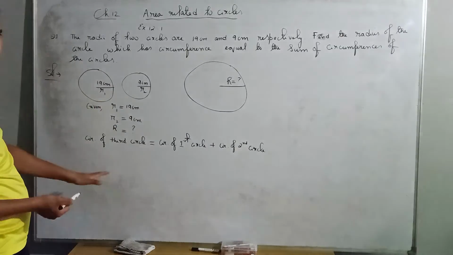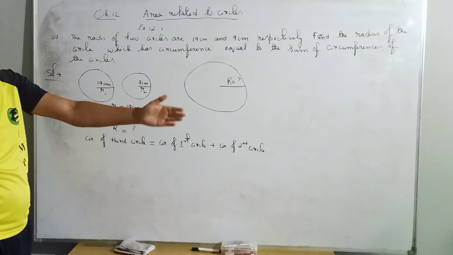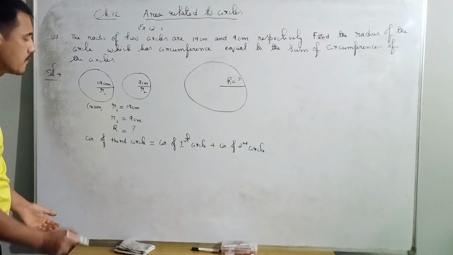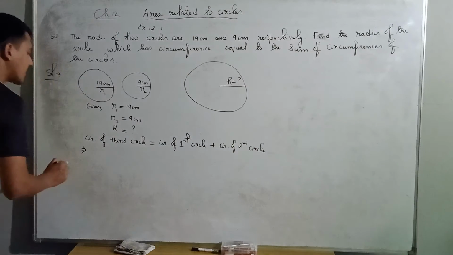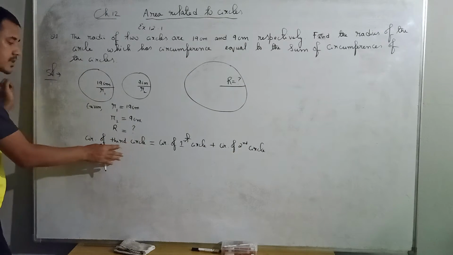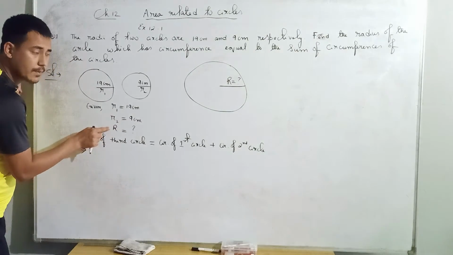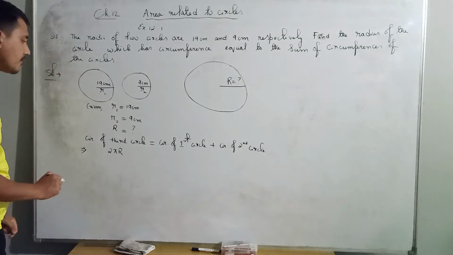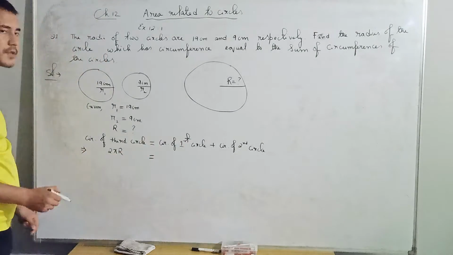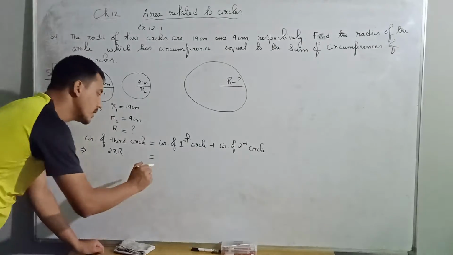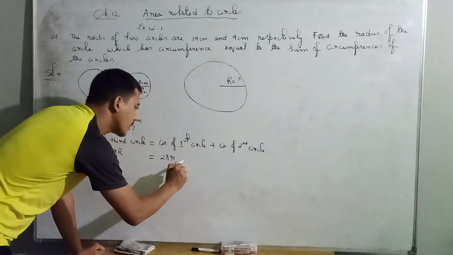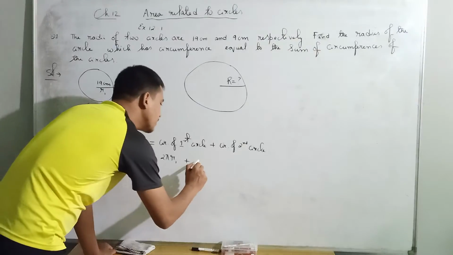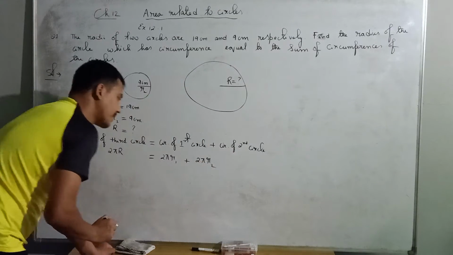Whether it is first circle, second circle, third circle, Korean circle, Chinese circle, USA circle, the formula is just 2 pi r for circumference. But for the third circle, we have denoted the radius by capital R. So I'm going to write 2 pi R with R as capital is equal to circumference of first circle, 2 pi r with radius r1, so 2 pi r1, plus circumference of second circle, 2 pi r with radius r2, so 2 pi r2.